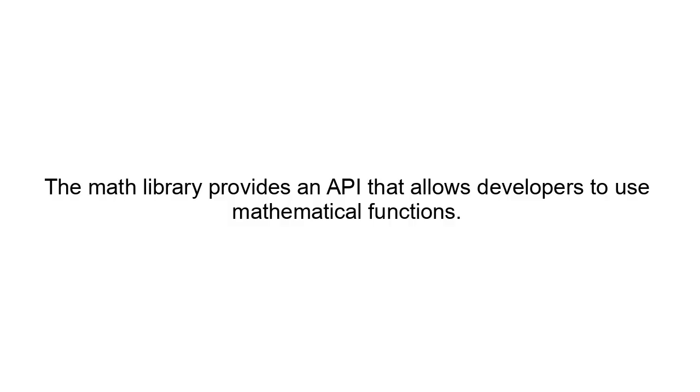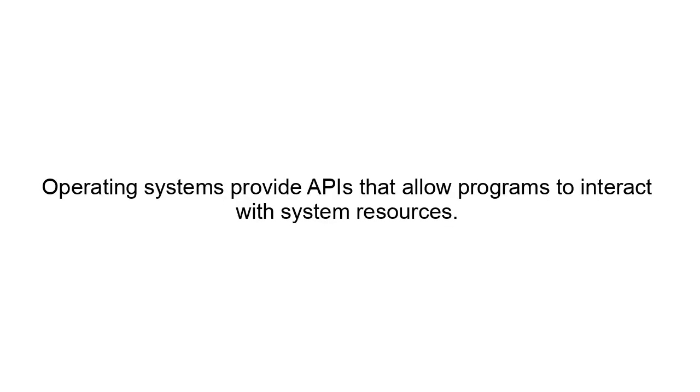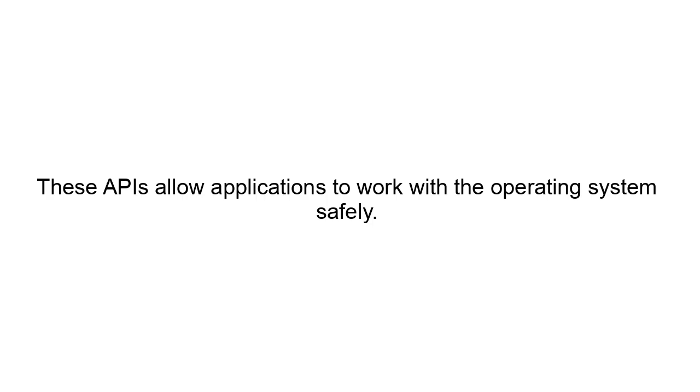3. Operating system APIs. Operating systems provide APIs that allow programs to interact with system resources. Examples: file systems, memory, network connections. These APIs allow applications to work with the operating system safely.